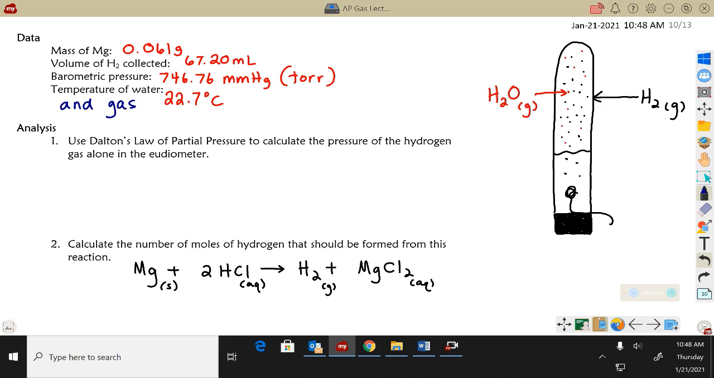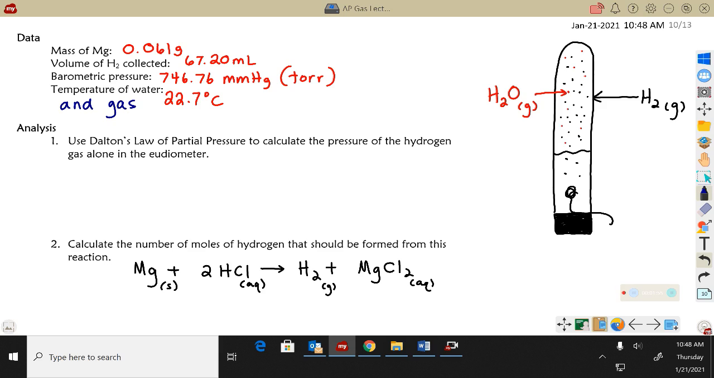Now the problem, whenever you collect a gas by water displacement, is that you always get what's called a wet gas. In that compartment where we have all the gas up on the top of the eudiometer, we assume that it's all hydrogen gas. But there's always a few water molecules from the surface of the liquid that tend to evaporate. And so they call it wet gas because it's a mixture of mostly hydrogen, but a little bit of water vapor. And so in question 1, we want just the pressure of the hydrogen gas alone in the eudiometer.